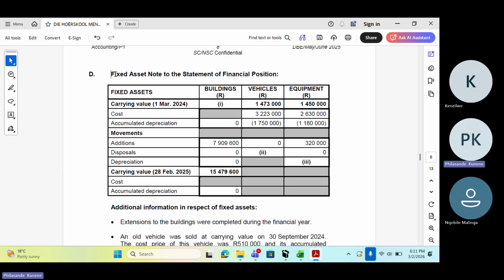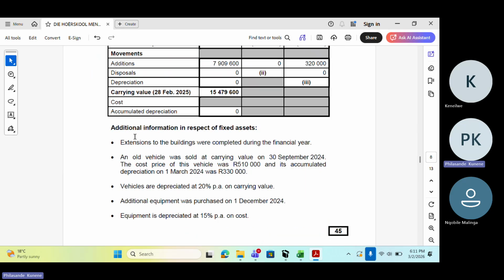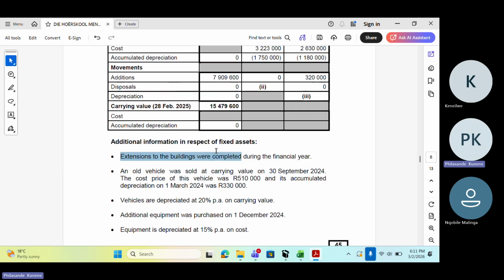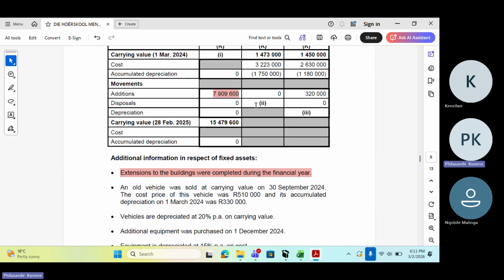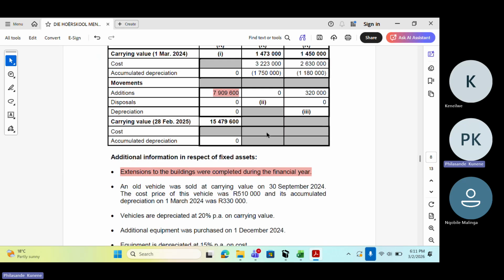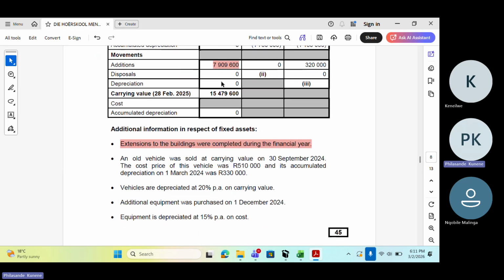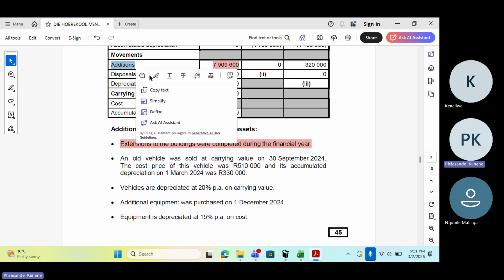Then we have this information, number D, that talks about what? The fixed asset note. We had to calculate carrying value, disposal, and we had to calculate the depreciation on equipment. And we had this information. They told us here that extensions to the buildings were completed during the financial year. And these extensions cost us how much? 7,909,600 rands. So this is the extension they were asking us about, the theory question that we saw there, where we needed to identify the sources of funding for this extension of the buildings.